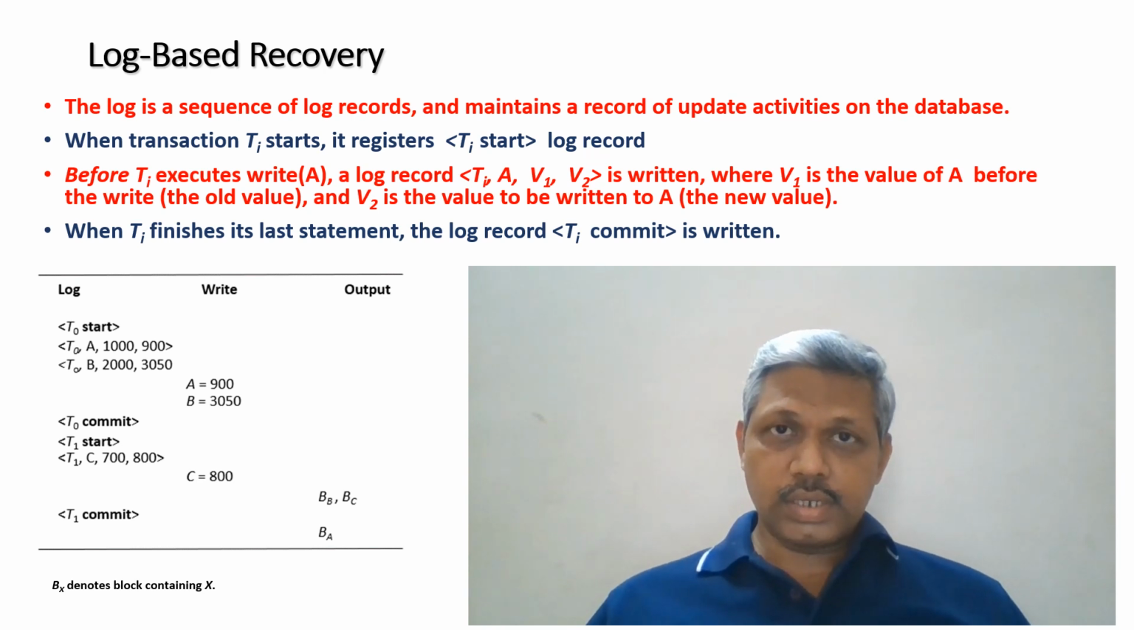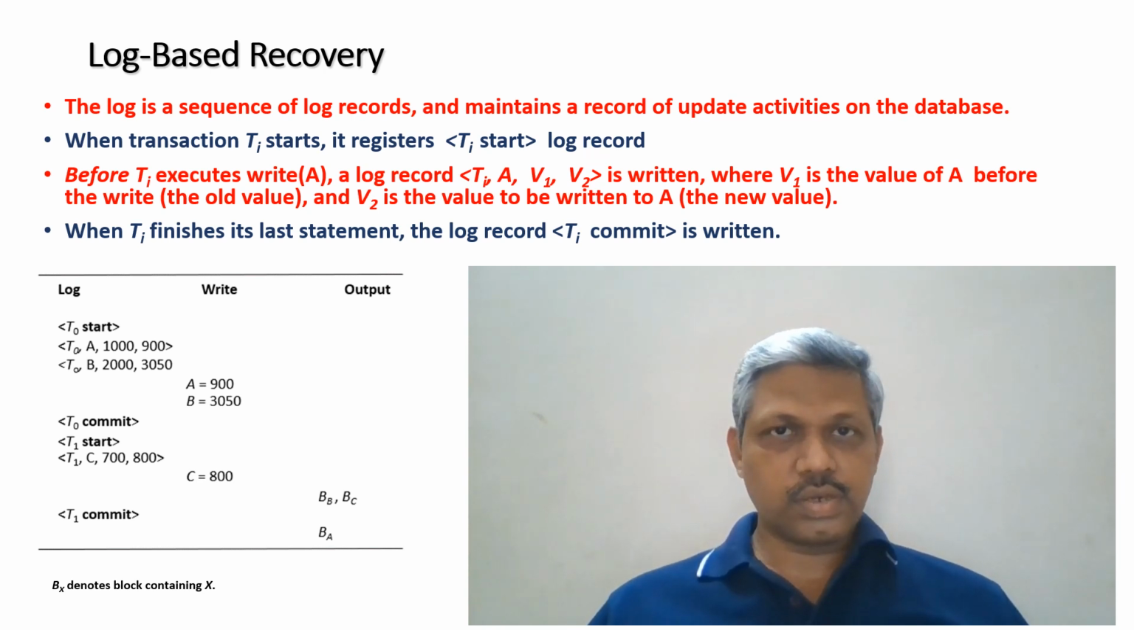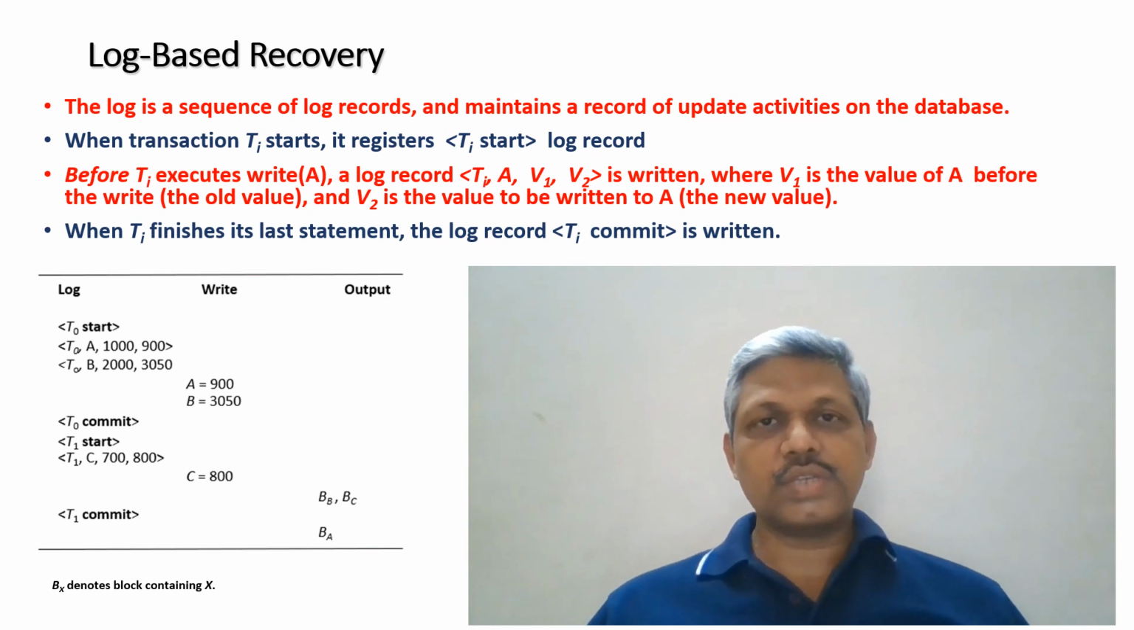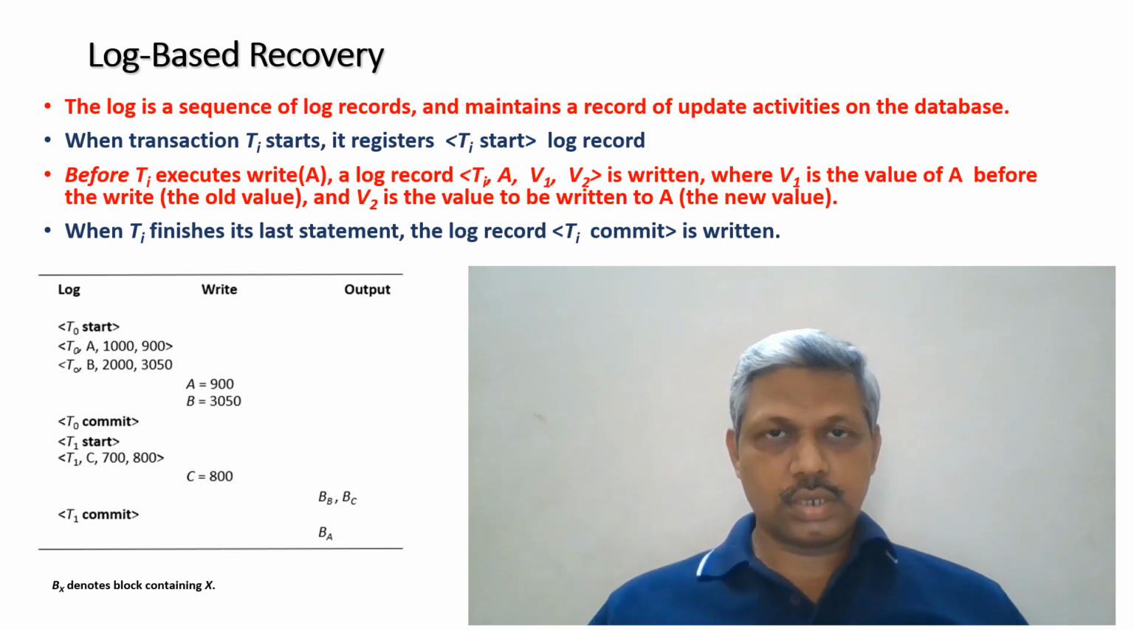And when these write operations are being performed, when T0 has modified the values, A and B are written, and T0 has been committed, and C is modified by T1, C is written. If you go to the third column, the output column, you can observe that BC indicates the blocks containing the database objects B and C. They are transferred onto the stable storage at that point of time. But if you carefully observe, BC is the block containing C, but C is modified by T1, and by that time T1 has not committed. So this is a kind of immediate modification technique. Whereas BB, the database object B, is already modified by T0, and T0 has already committed by that time.